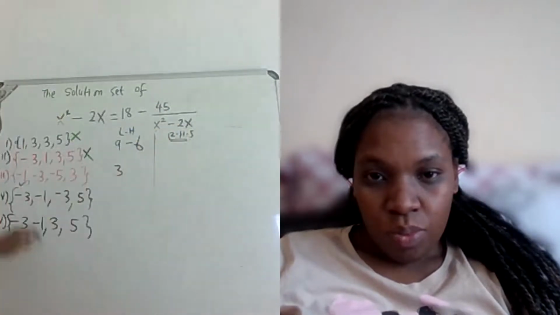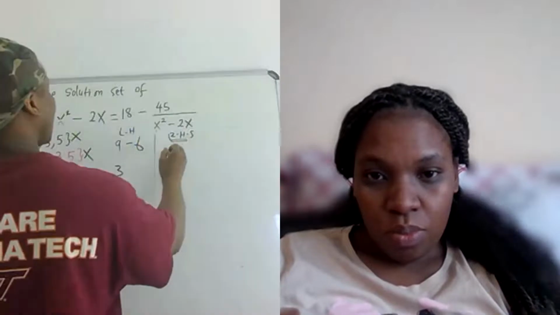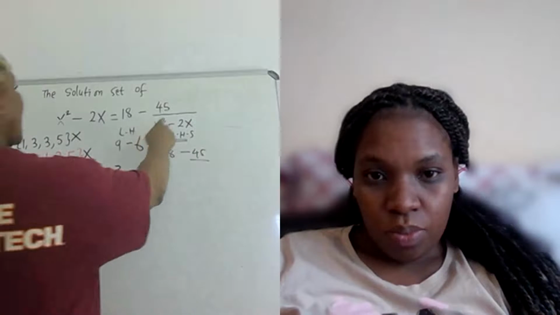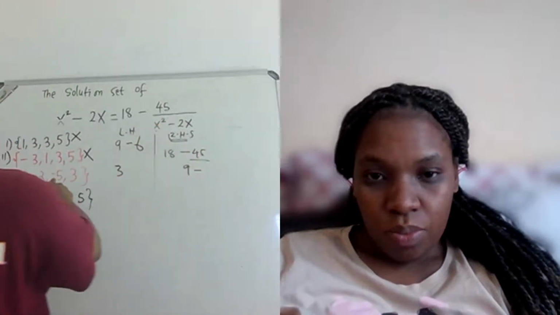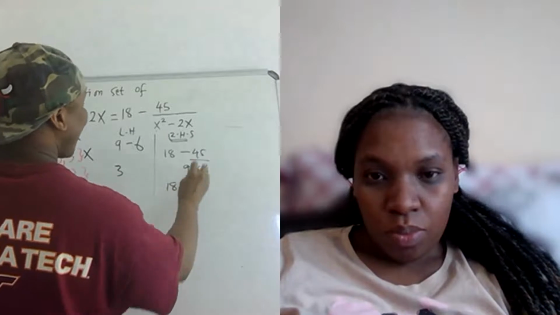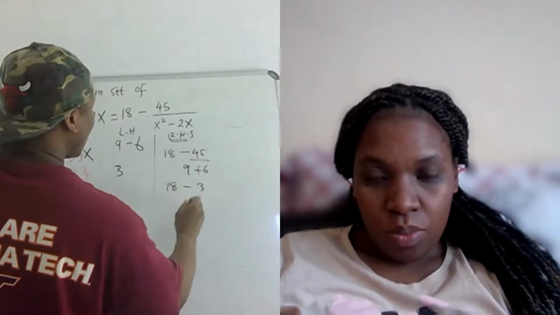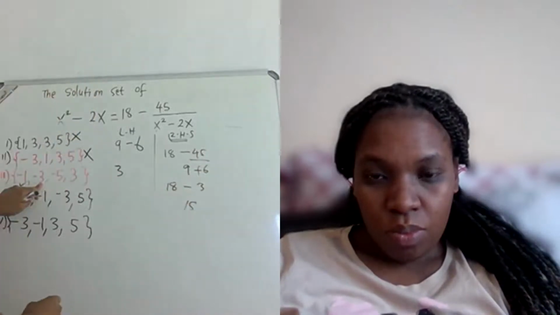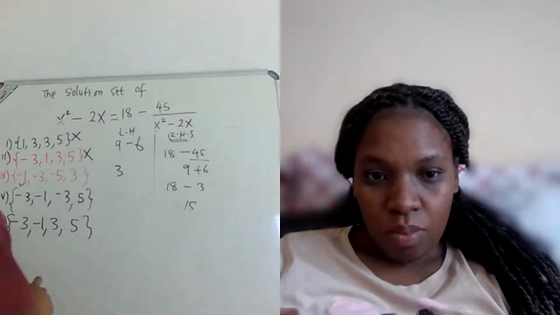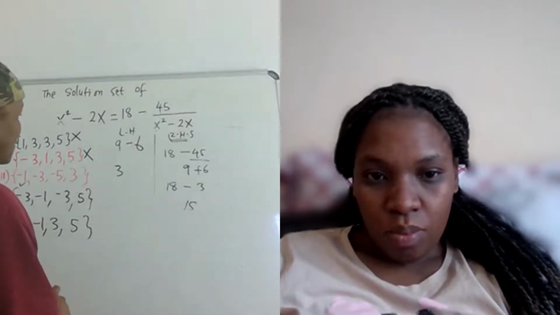Okay, now we go. 18 minus 45 over (-3) square equal to 9, minus -3 times -2, +6. All right, 18 minus 45 over 15 equal to 3, which equal to 15. So it's not the right answer, right? Wait, let's check again, because all of them have got -3 here. Let me check again. Maybe I made a mistake.